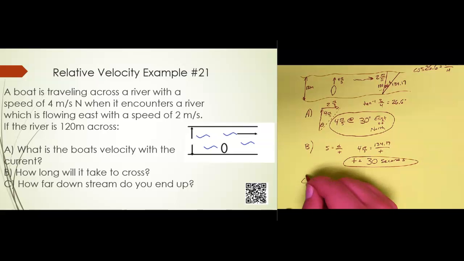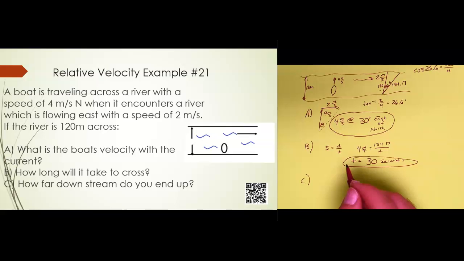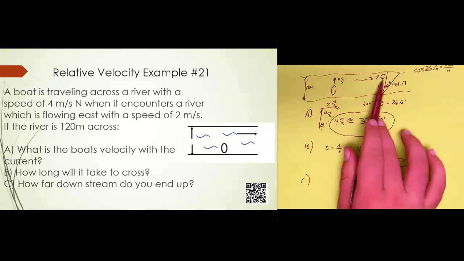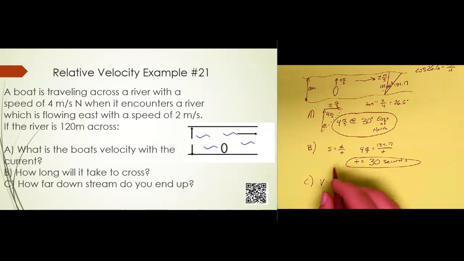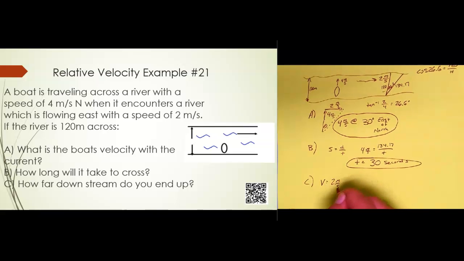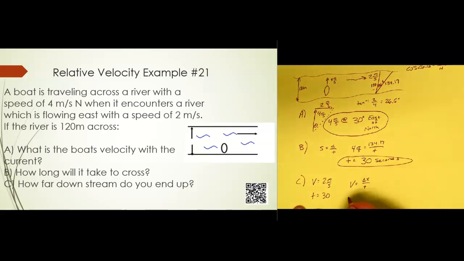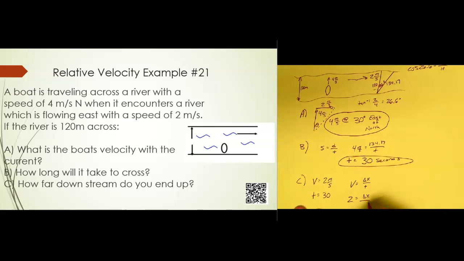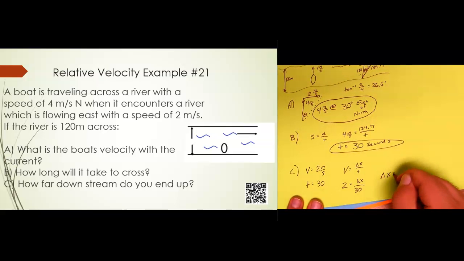So C talks about how far downstream you're going to go. Well, downstream, the only thing that's pushing you is the current. So downstream, your velocity is 2 meters per second downstream. All right. And we just discovered our time is 30 seconds. So velocity is equal to displacement over time. Okay. So 2 is equal to displacement over 30. So your delta x is equal to 60.